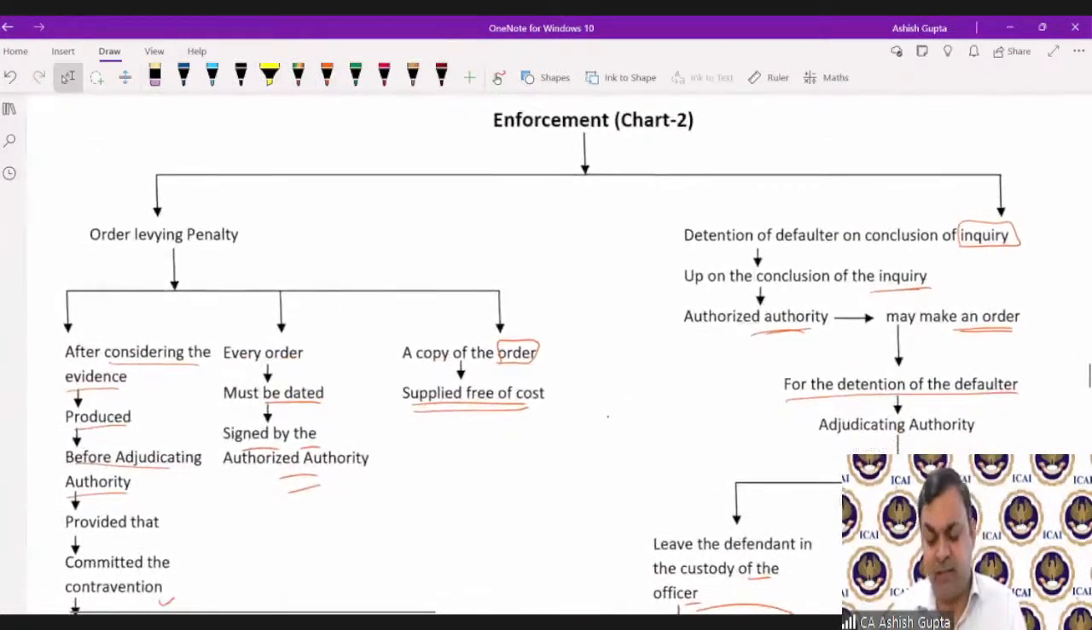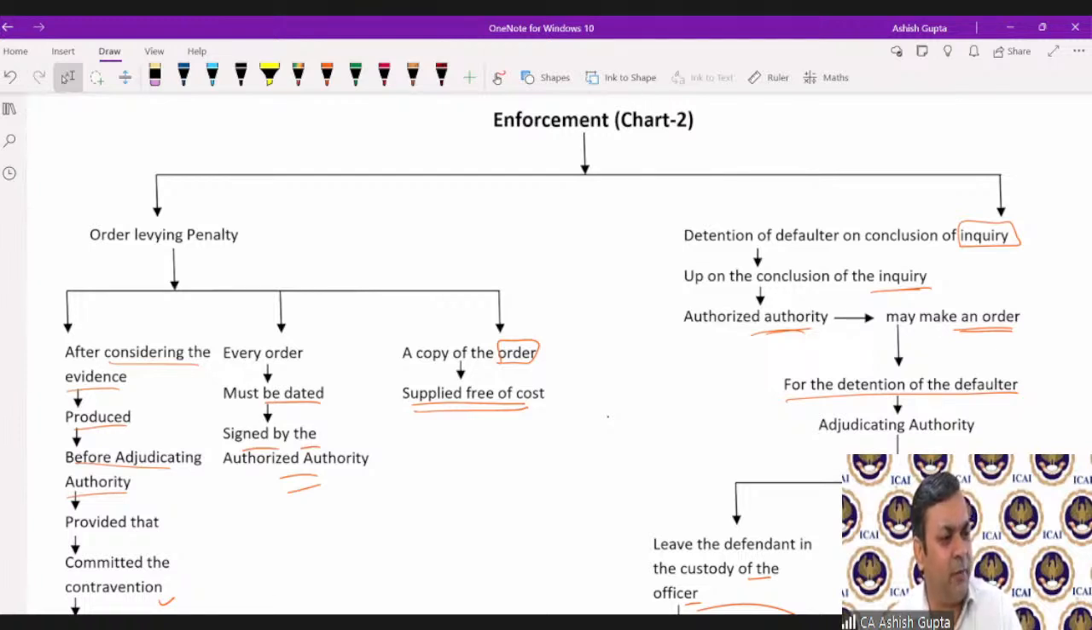That part is clear. Enforcement part is clear. So you all are getting the FEMA via charts or not?